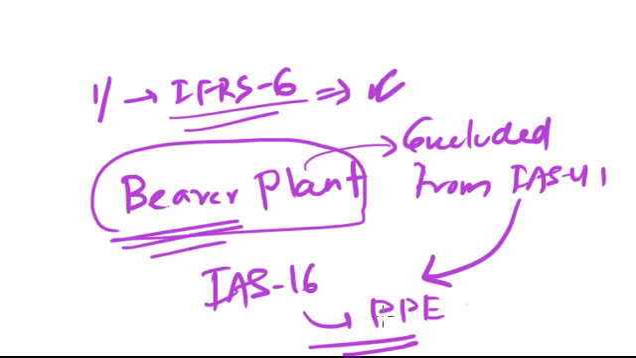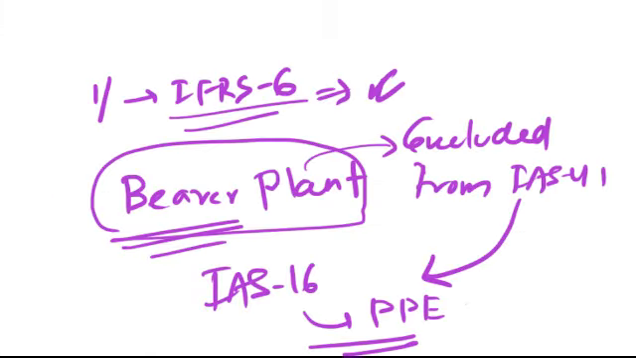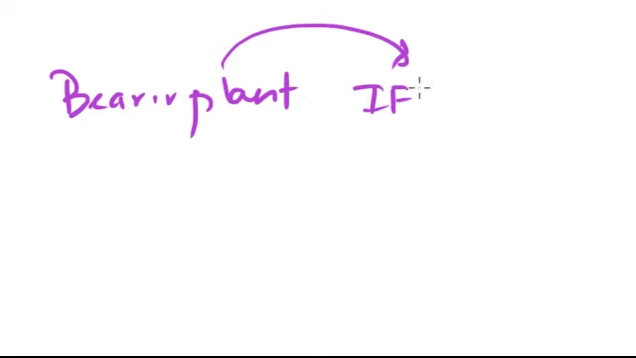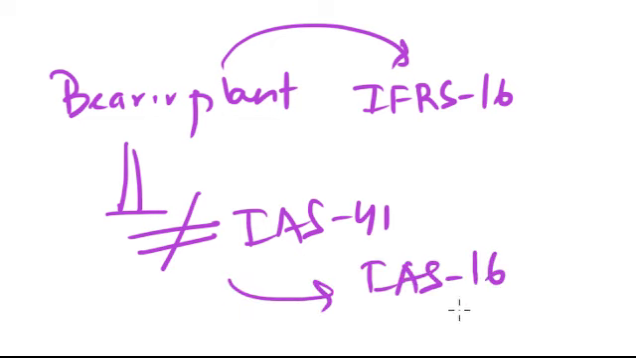So the point is, bearer plants are covered under IAS 16, so they are also covered under IFRS 16. We concluded that bearer plants will be a part of IFRS 16, because bearer plants no longer fall under IAS 41. They fall under IAS 16 as PP&E. So this definition is very simple now, right? Let's drill down to the third point.